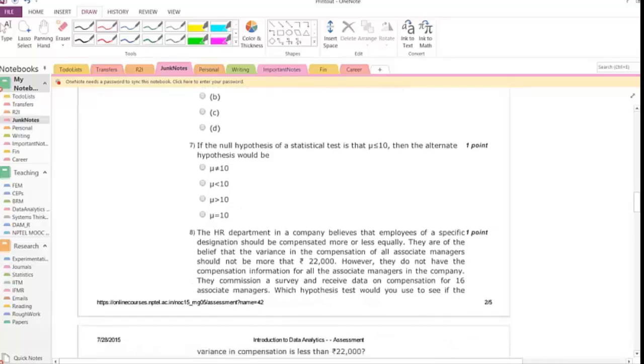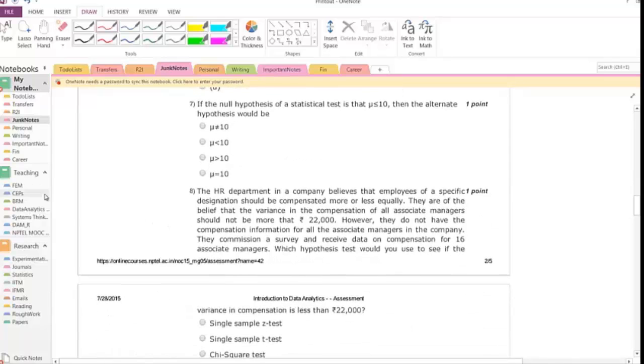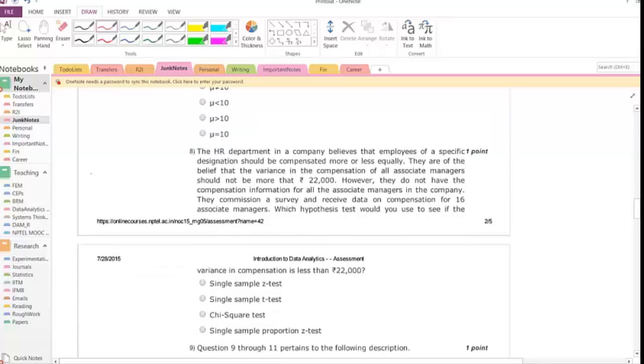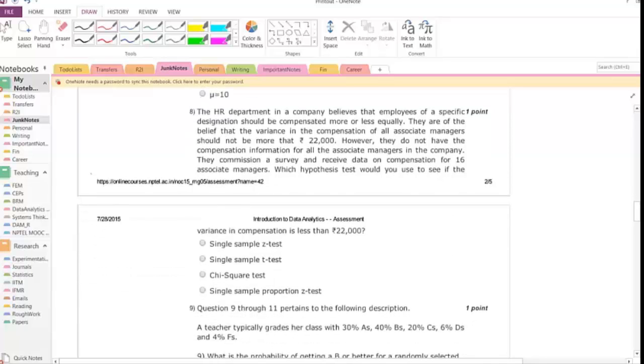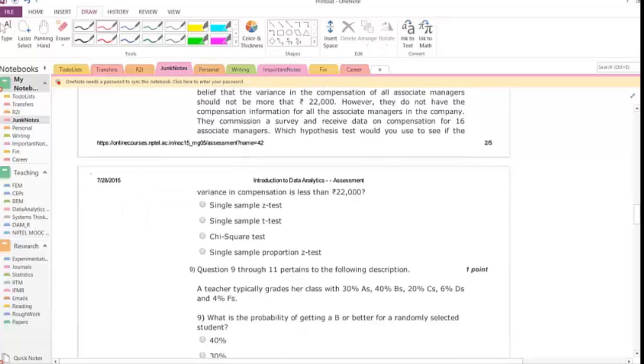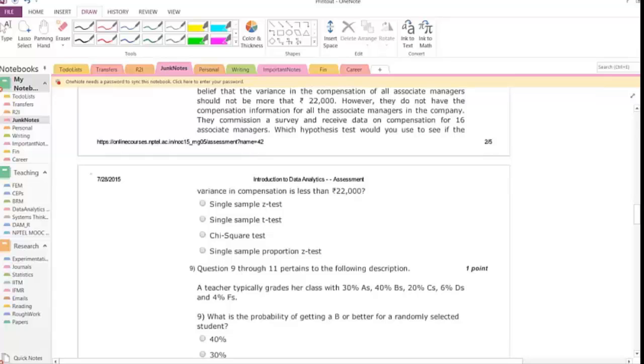Okay. So moving on to the next question, question number 8. The HR department in a company believes that employees of a specific designation should be compensated more or less equally. And they are of the belief that the variance in compensation of all associate managers should not be more than 22,000 rupees. However, they do not have the compensation information for all associate managers in this company.